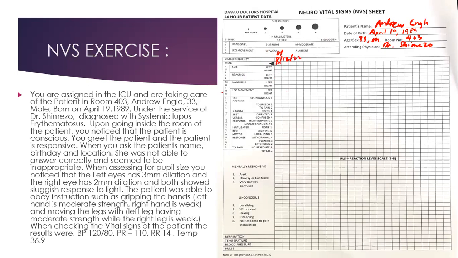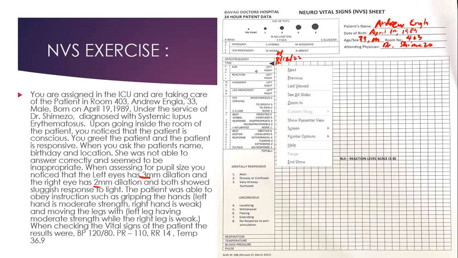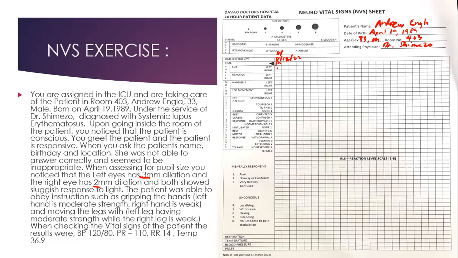Alright, so size of pupils, on the left we have 3, and on the right we have 2. So write here 3 on the left, and then 2. Reaction, both are sluggish. So sluggish, S. Write S, S. Then, hand grip, on the left is moderate, and on the right is weak. For the legs, left is moderate, and the right is weak.